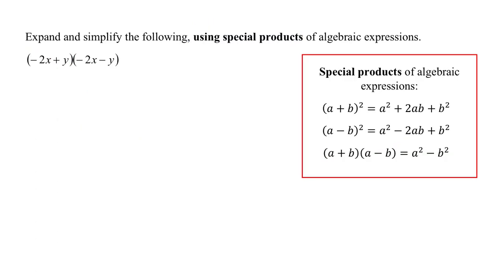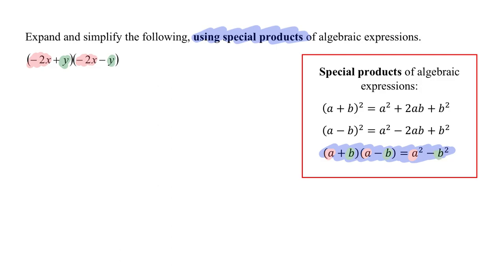Hello everyone, welcome to this video where we are required to use a special product to expand and simplify the following. And first and foremost, we have to select the correct special product to make use of. And I noticed there's this pattern here. So I saw that A could be my negative 2x. So I'm going to substitute A as negative 2x later. And my y as my B.